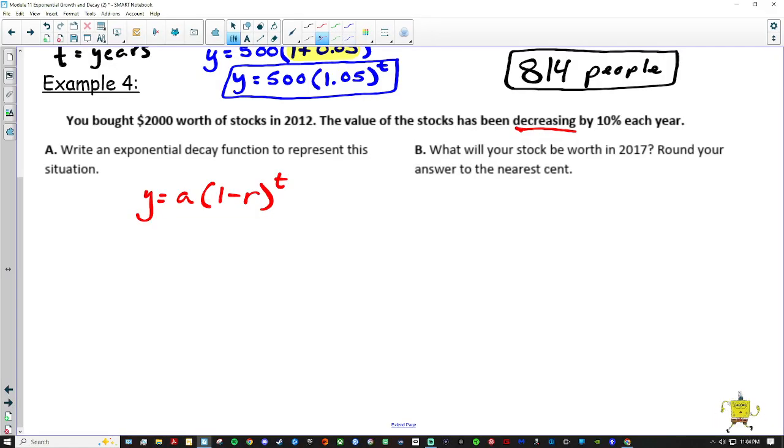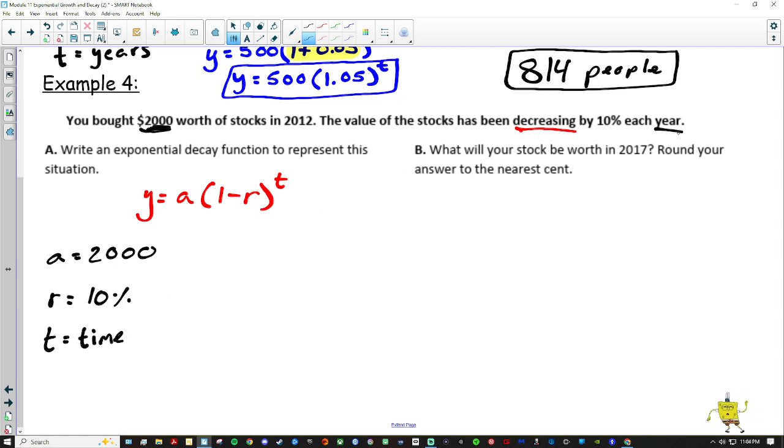So when I read through my problem, I know that I bought $2,000 worth of stocks initially. Okay, so that's my A. I started with $2,000 worth of stocks. My rate is my percentage. My rate is 10%. Okay, and T represents my time. And in this case, it's in years.